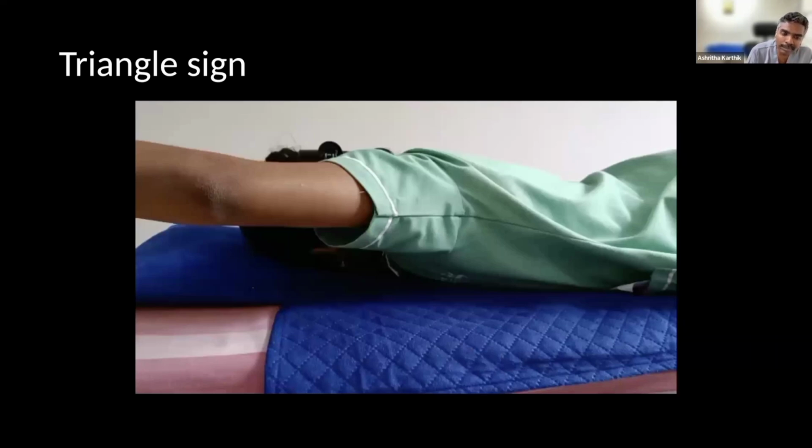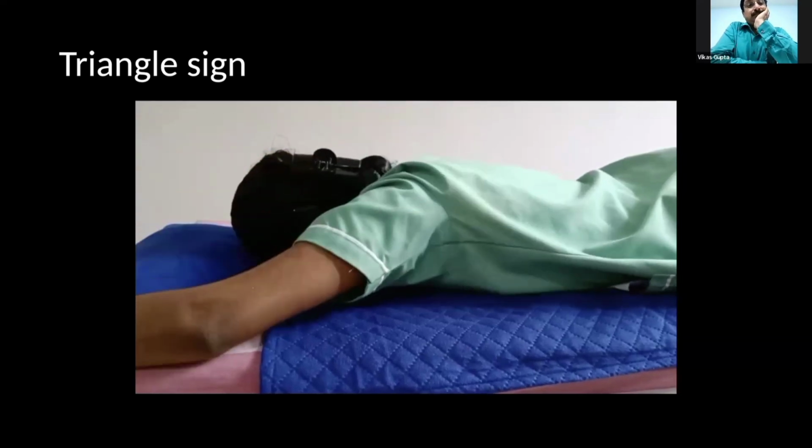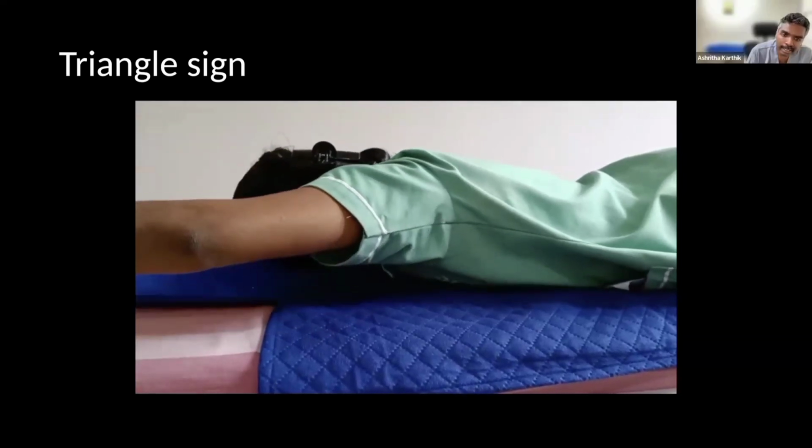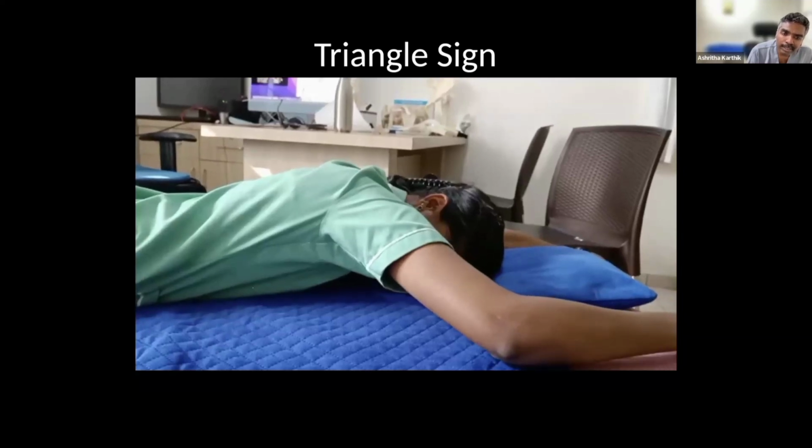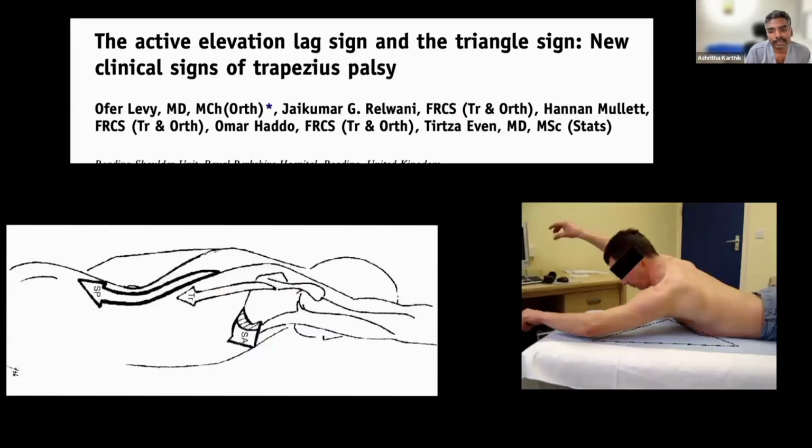The patient on the unaffected side is able to lift the arm up without any problem. She can lie down and lift the arm, whereas on the affected side, she cannot lift the arm. Her trunk has to go up. She cannot lift if you ask her to lift the arm. So that's the triangle sign. This is the diagnostic test for lateral winging.